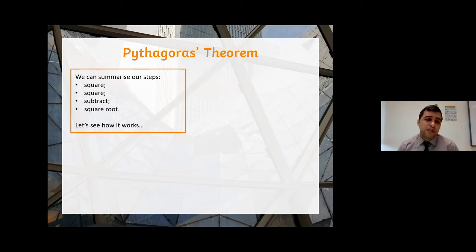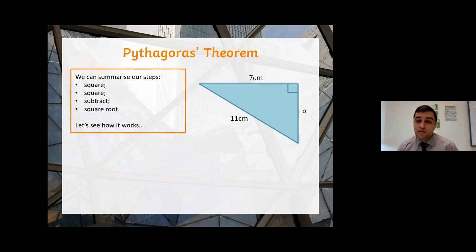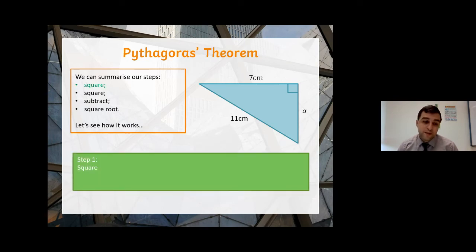Let's have a look at the steps we passed for finding the shorter side. We can summarize our steps like this: square, square, subtract, and square root. Let's see how it works. For example, as you see here, we have the longest side, 11. One of the shorter sides, or let's call it one of the legs, is 7 centimeters. Another one is missing. So step 1, we should find the square, as we're told.